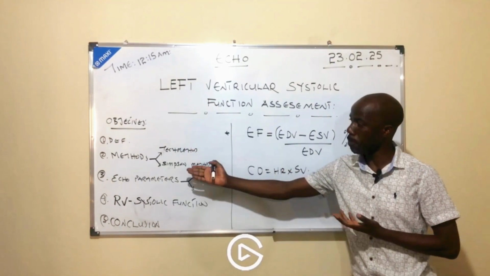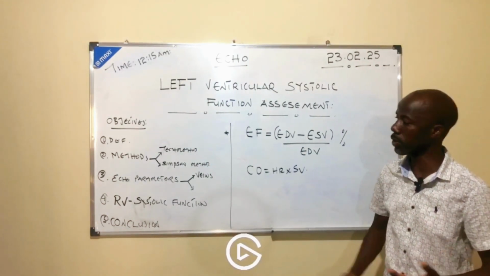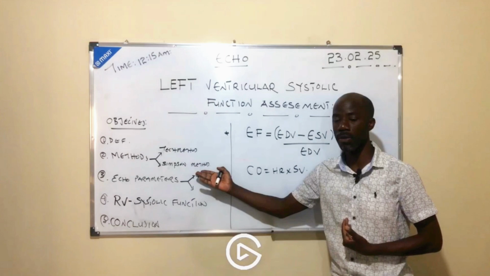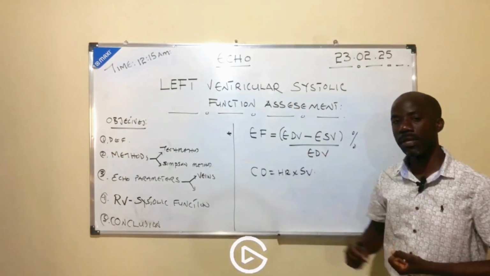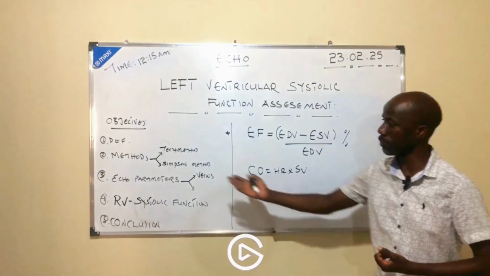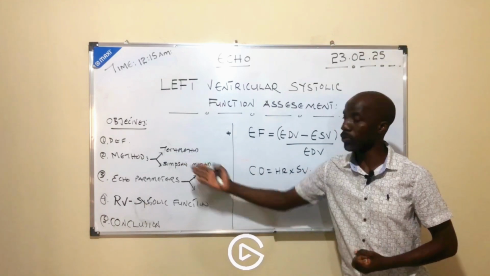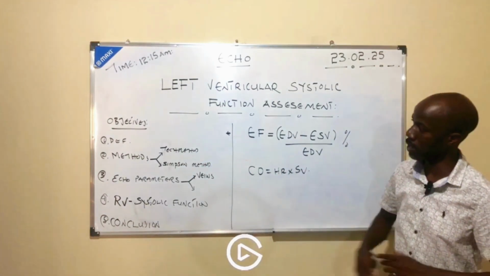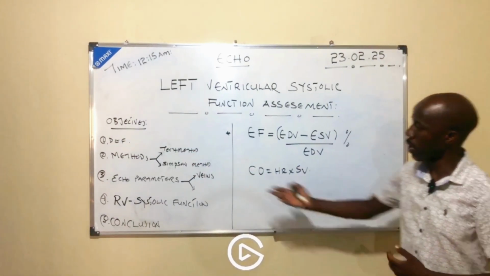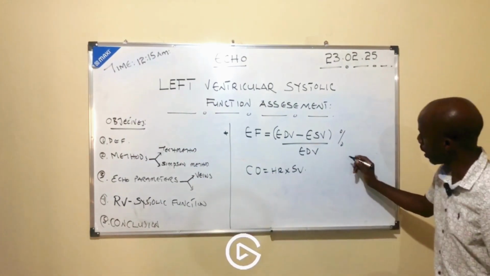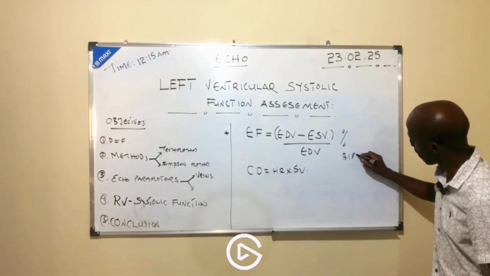So the preferred method, when you have some regional abnormal wall motion, we actually use the Simpson method because it's not affected by the systolic thickening or the contractility of the left ventricle. So the biplane is what we can use, preferably when you don't have any abnormal wall motion. So this is what we normally use, the biplane.